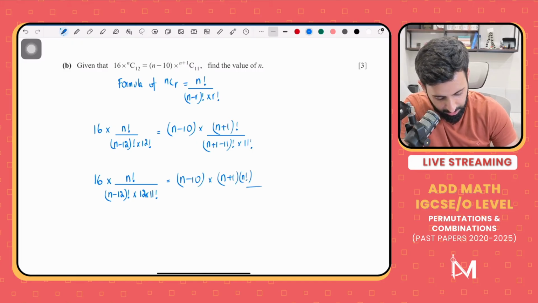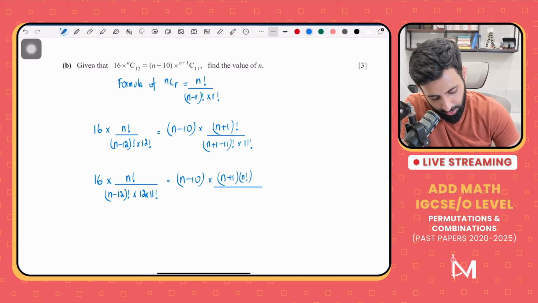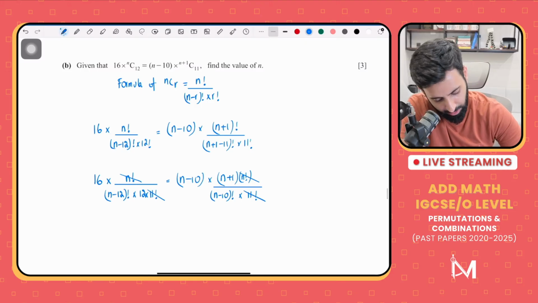It's a 3-mark question, so that means there is a decent amount of working that's required. Divided by, we have (n minus 10) factorial. We can expand this in the next step if you want, or in the same step, into 11 factorial. In fact, let's expand it in the next step. So 11 factorial and 11 factorial cancel. n factorial and n factorial cancel. Anything else that we can cancel?